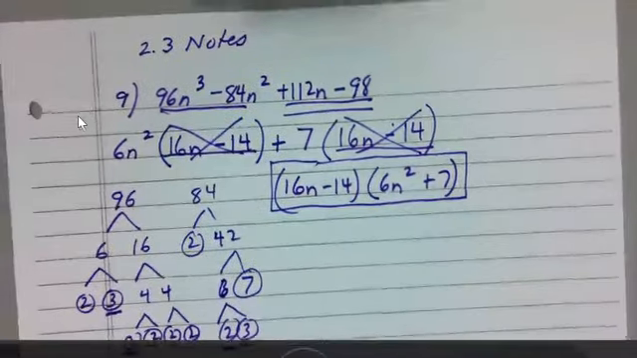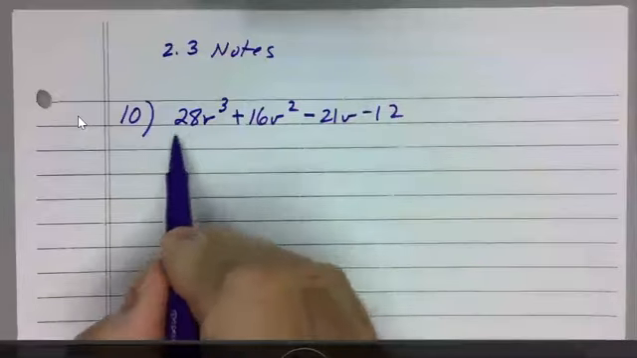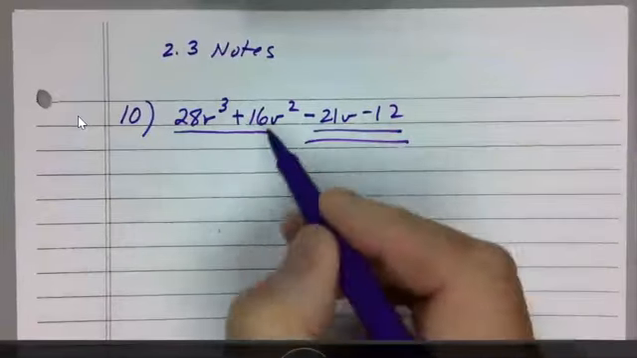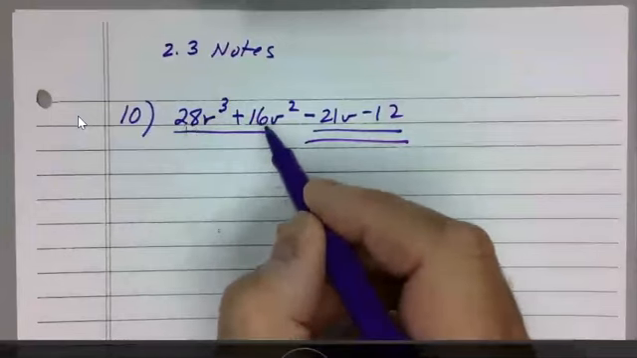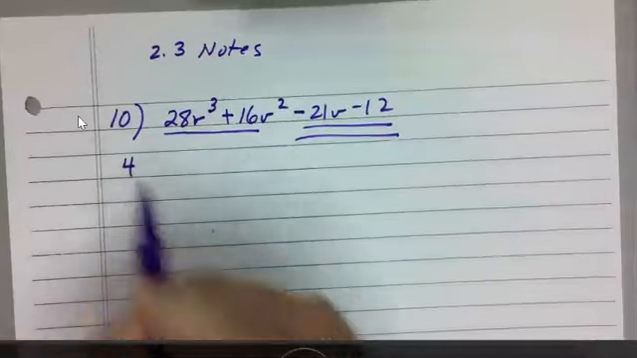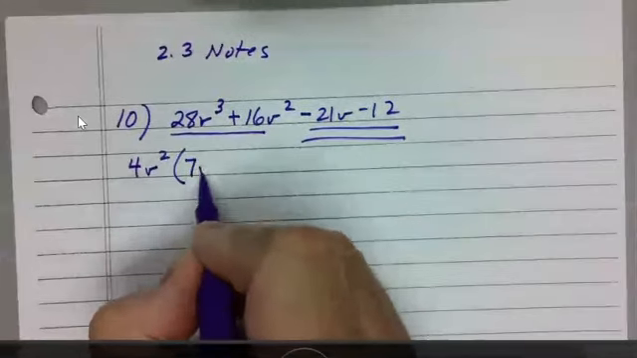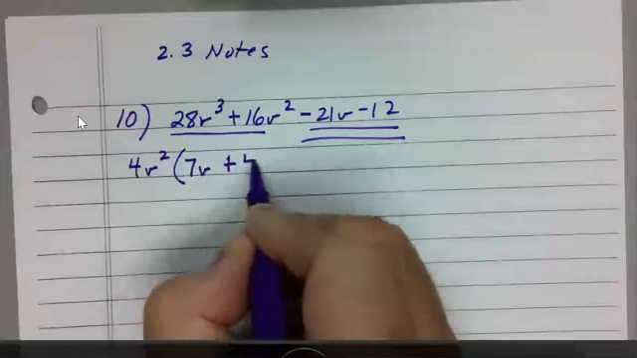Okay, number 10. 10's a little easier, I think, because the numbers are smaller. Okay, we're going to group these two together and these two together. 16 doesn't go into 28. The next biggest factor of 16 is 8. It doesn't go into 28, so it's got to be 4. 4 what? V what? Squared. So that's going to give me 7V plus 4.